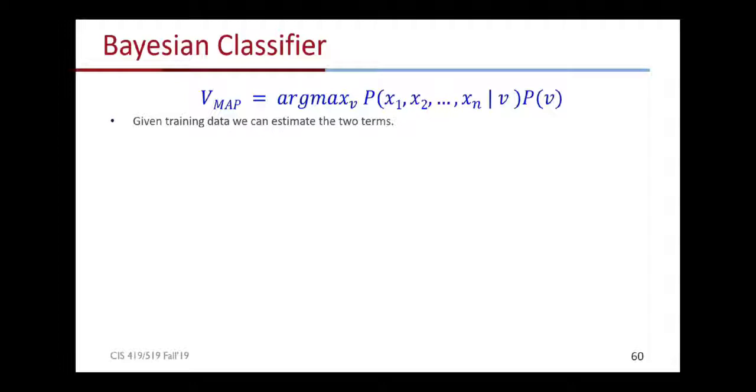What is the problem with this? Let's assume n is 50 dimensions for the data. How many data items are there? Boolean variables.